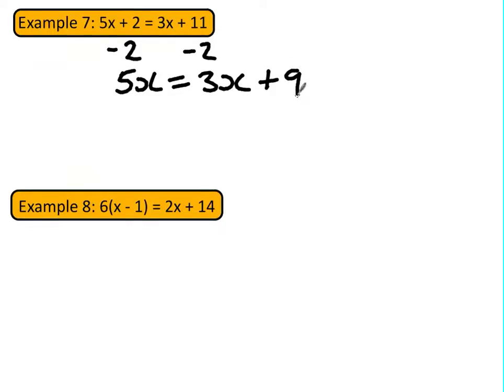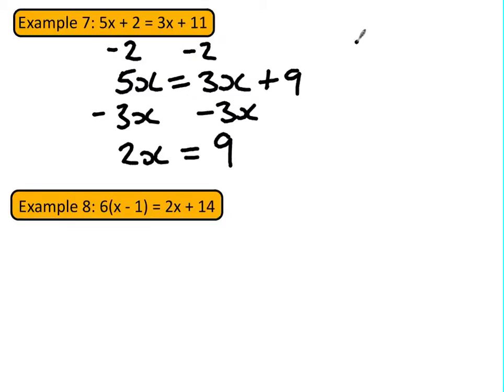And by doing that, we've gone from 4 terms in the question down to 3 terms. Now we're going to bring the x's together, and we'll do that by taking 3x from both sides, and that will give us 2x on the left, and on the right we'll be left just with the 9. And now we can almost see our answer. Just divide by 2 and we'll see that x is equal to 4.5.